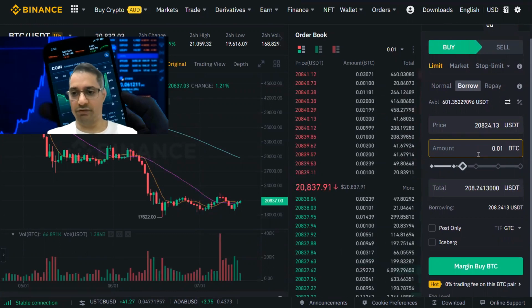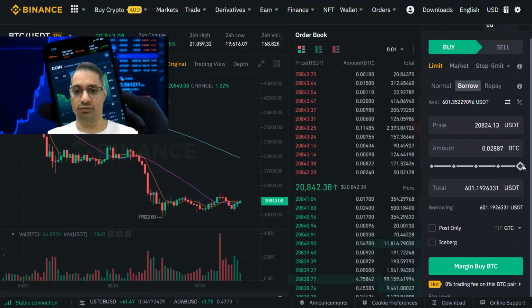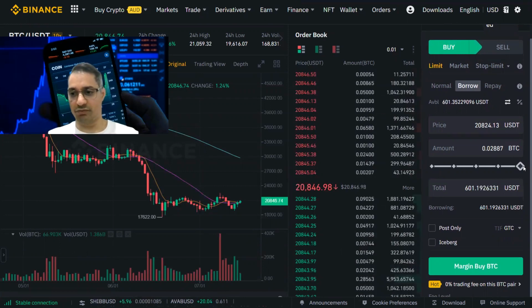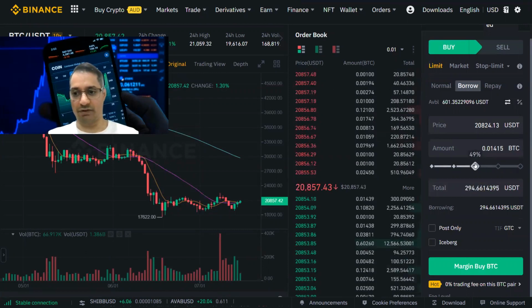And here I can buy, say, 0.01 Bitcoin, or if I want to go to max, I can use all 10x. But I generally don't use all 10x, because if I margin buy at full leverage, my liquidation price will be very close. So as soon as the market starts going down, I may get liquidated, and I don't want to do that. I generally go max 5x most of the time. So I'll show you, maybe up to $300 I can buy.